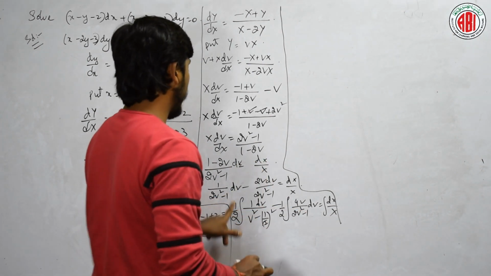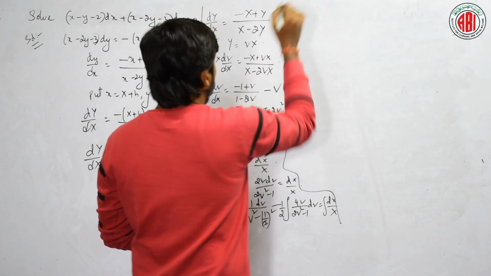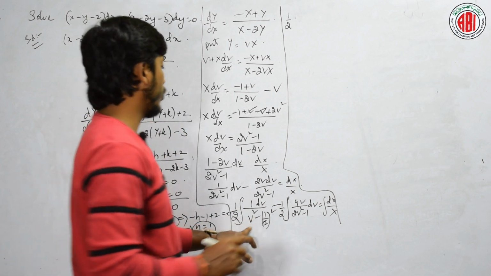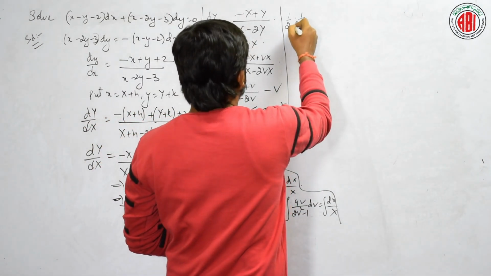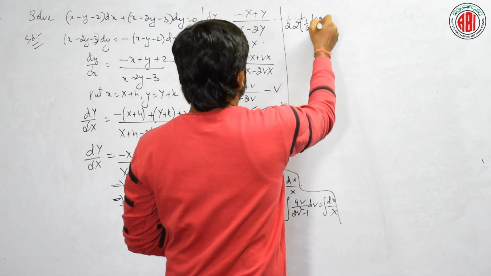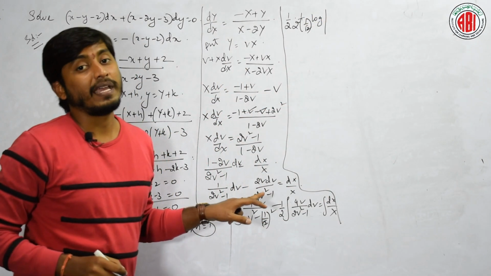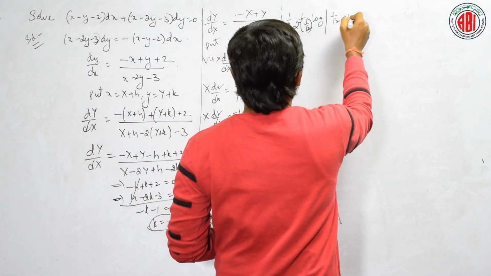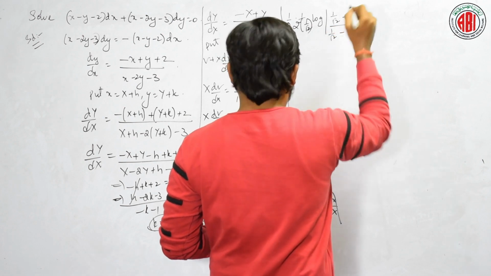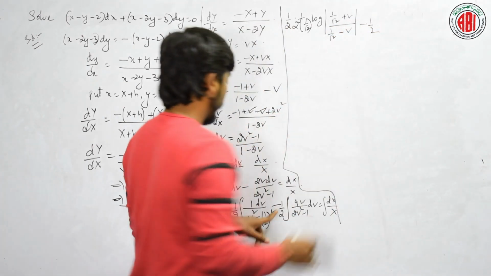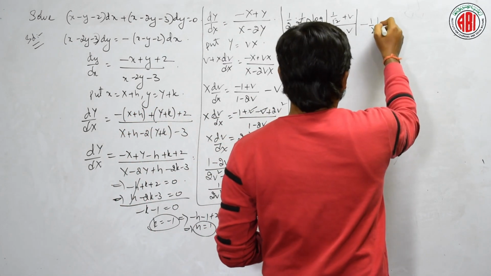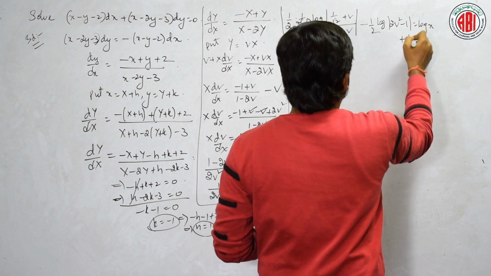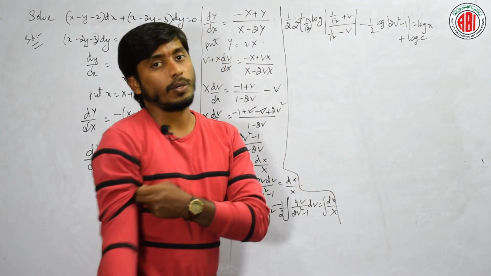So, let me do it directly. 1 by 2, here 1 by x square minus a square formula, what is it? That is 1 by 2a log x plus a by x minus a, right, that is a plus x by a minus x, minus half f dash x by f of x, that is log of 2v square minus 1, that is equal to log x plus log c. Is it okay?